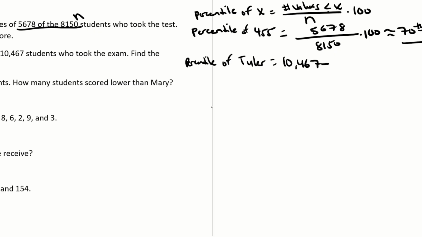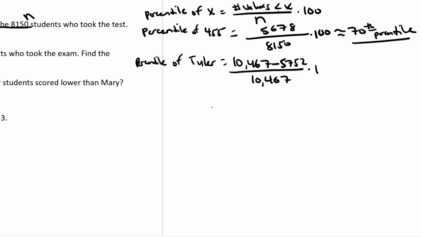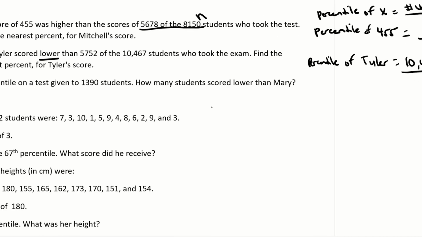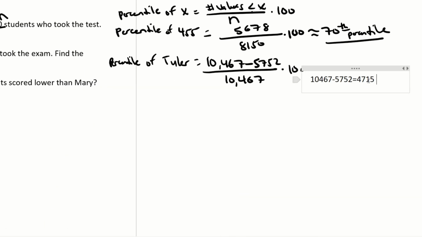So we do 10,467 minus 5,752, and then divide that by the 10,467 because that's the total. Okay, so upon doing that, let's see what we get. That means 4,715 of the scores were lower than Tyler's. I'm sorry, because Tyler scored lower than that, that means that those scores were higher than Tyler's, but these scores here, 4,715, are lower than Tyler's. And that's what we wanted.